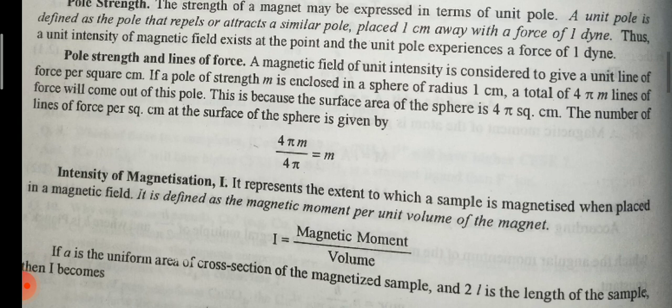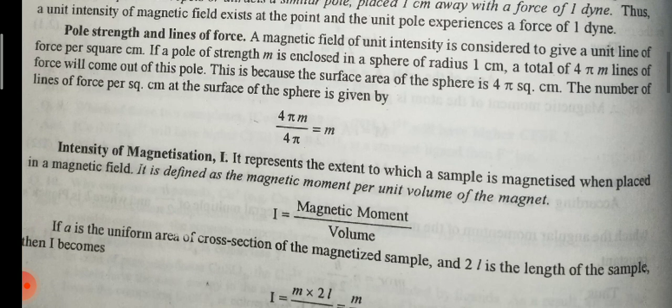Pole strength and lines of force. A magnetic field of unit intensity is considered to give one unit line of force per square centimeter. If a pole of strength m is enclosed in a sphere of radius 1 cm, a total of 4πm lines of force will come out of this pole. This is because the surface area of the sphere is 4π square centimeters. The number of lines of force per square centimeter at the surface of the sphere is given by 4πm/4π = m.